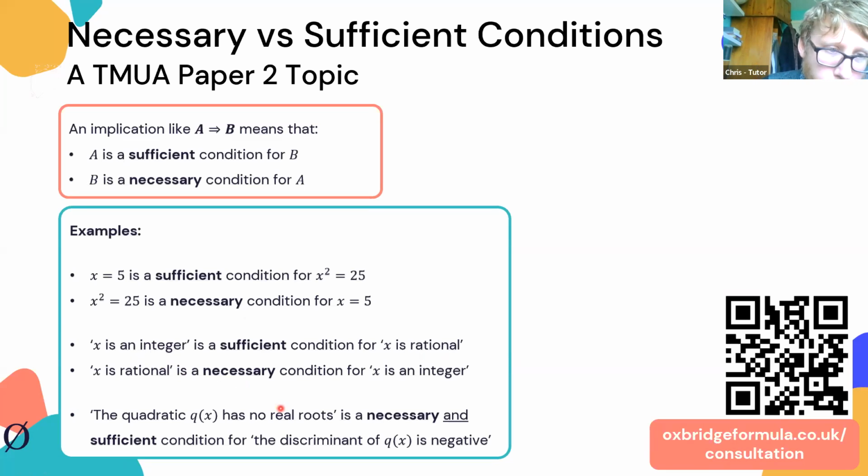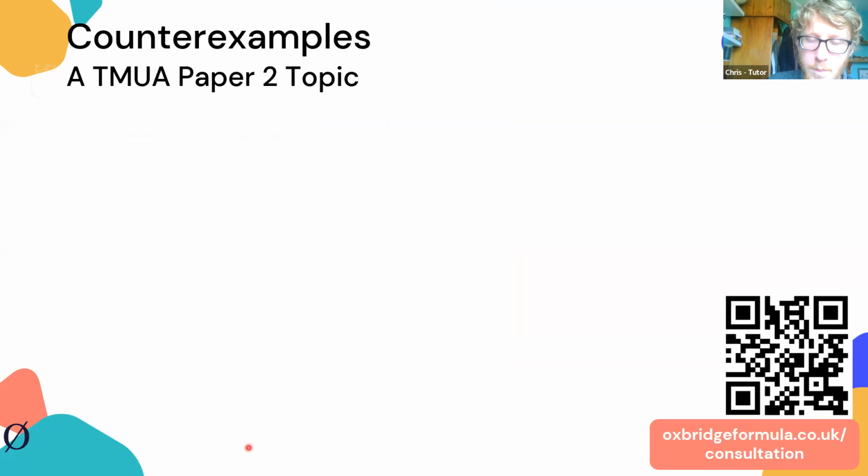Okay, another example with discriminants of quadratics. You know that if the discriminant of the quadratic is negative, then the quadratic has no real roots. So that means that the quadratic having no real roots is necessary for the discriminant being negative, but the implication also goes in the other direction. If it has no real roots, then the discriminant has to be negative. So that means the quadratic having no real roots is a sufficient condition. So sometimes something can be necessary and sufficient, but not always.